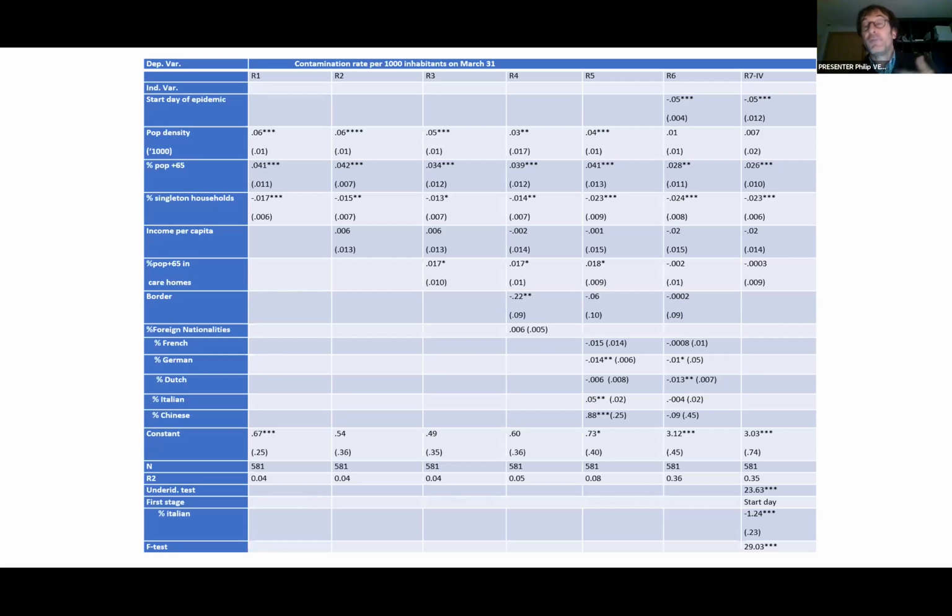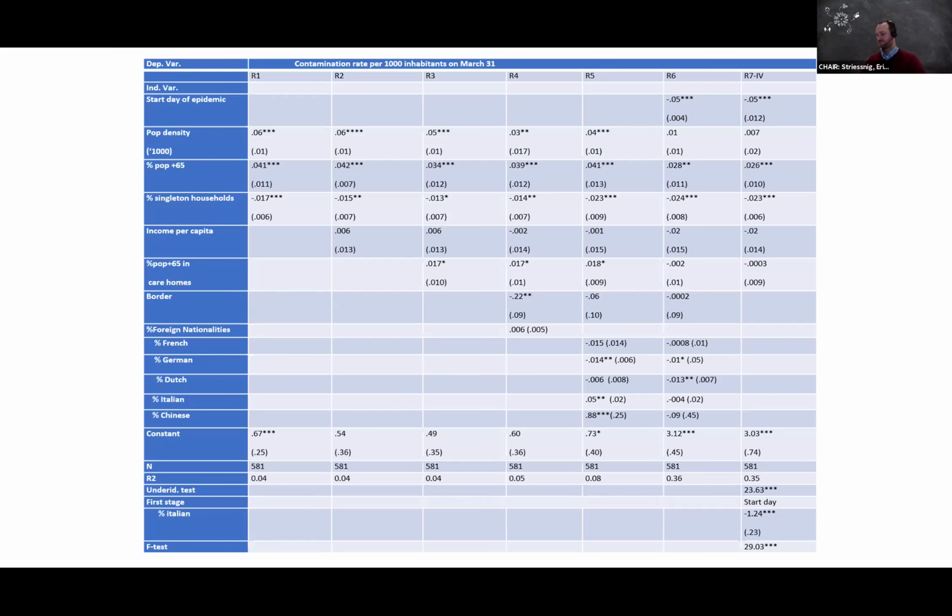And you will find fewer variables that are statistically significant. For example, the share of Italians and the share of Chinese in your population is now not statistically significant anymore. So they seem to be significant at the onset, but when we look at the cumulative infection rate a few weeks later, we don't see that anymore. Also importantly, I included the start day of the infection as my first regressor, obviously, because that is very important. The earlier you had your infection, the higher will be the cumulative figure a few weeks later.